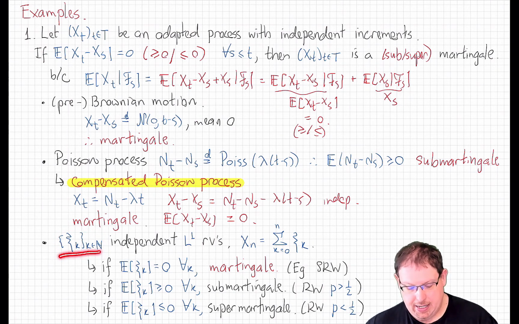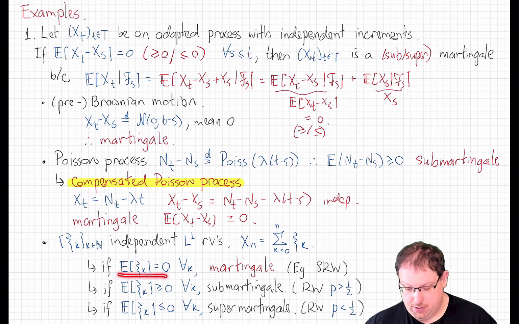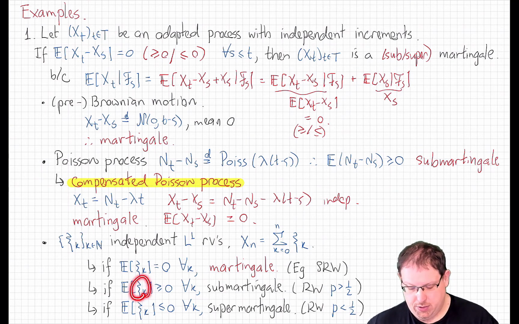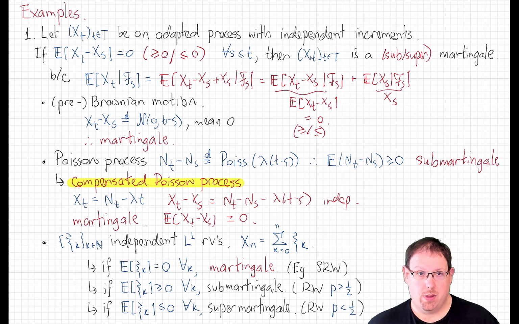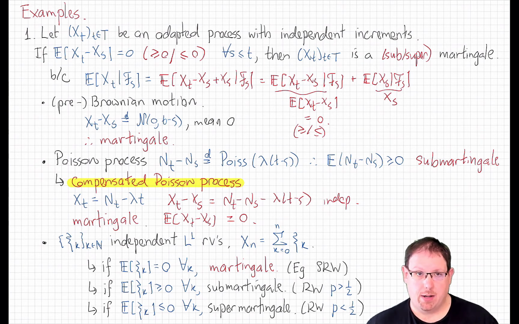So if I have any sequence of independent L1 random variables, then this process X_n, being the sum of the first n of them, will be an independent increment process. And therefore, if the terms c_k are all centered, then the increments will all be centered, and we get a martingale. For example, the symmetric random walk on the integer lattice is therefore a martingale. If all of the terms have non-negative expectation, then we get a submartingale. So that's what we have for a random walk with a positive drift, that is p greater than 1/2 probability of stepping to the right. And if the expected value of the terms is less than or equal to 0, we get a supermartingale. For example, random walk with a drift to the left.